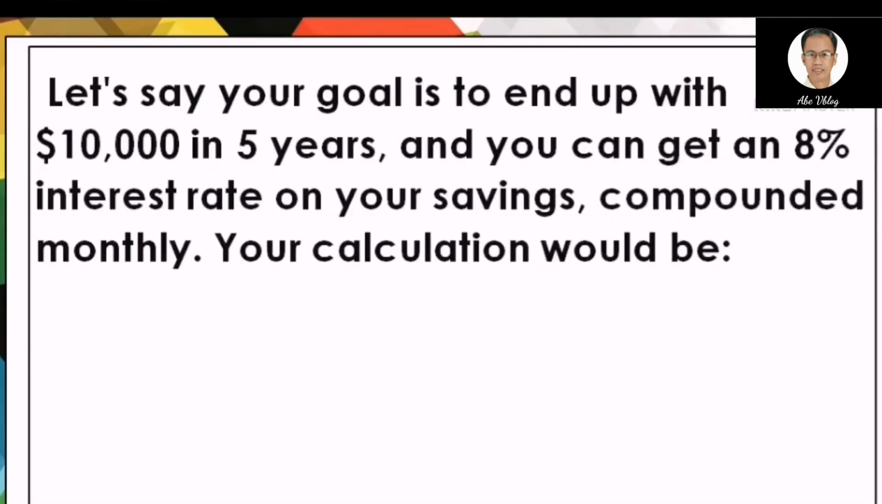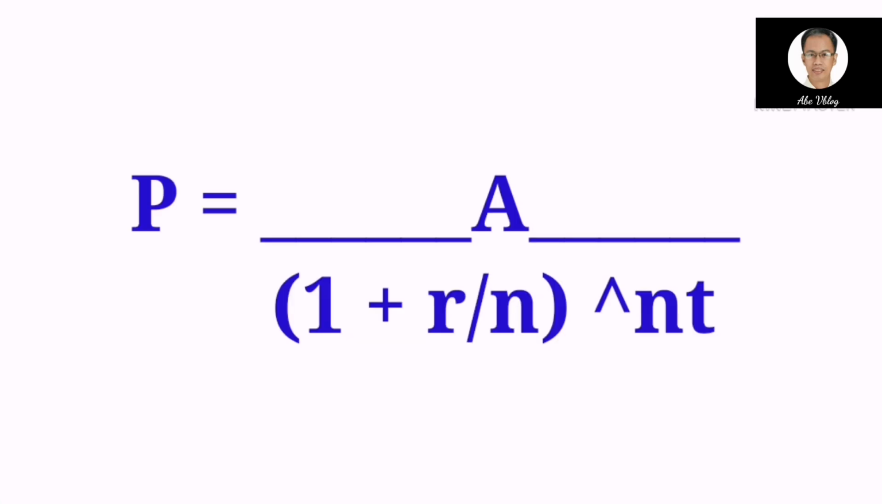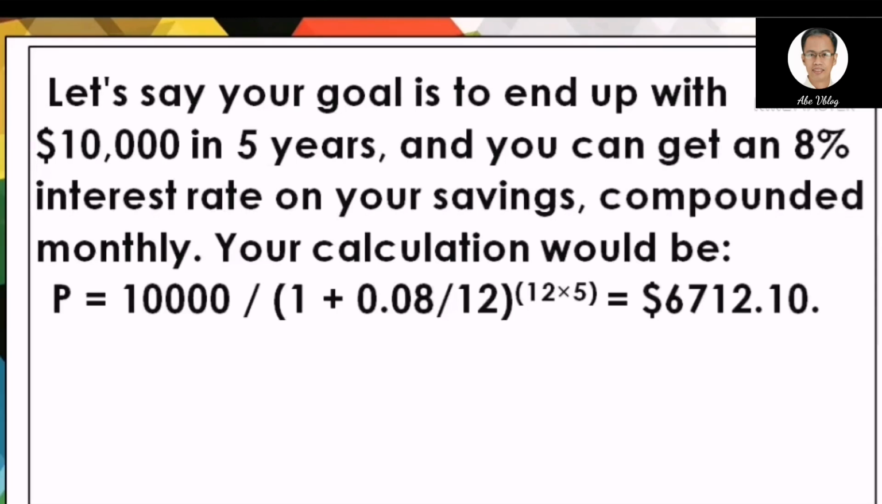Now let's have another example. Let's say your goal is to end up with $10,000 in 5 years, and you can get an 8% interest rate on your savings, compounded monthly. So the formula that we use is P is equal to A over (1 plus R over N) raised to NT. Then we substitute the given values: 10,000 over (1 plus 0.08 divided by 12) raised to 12 times 5.